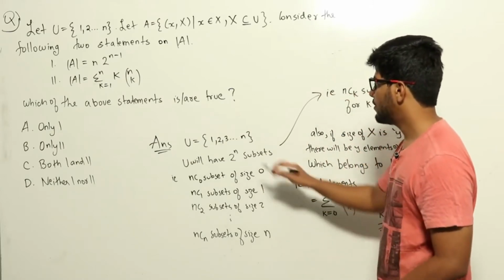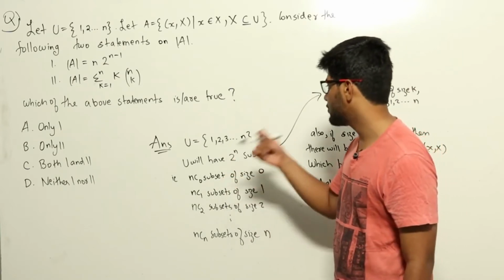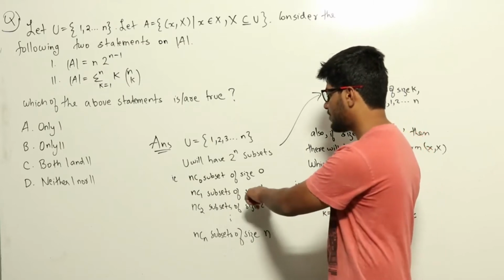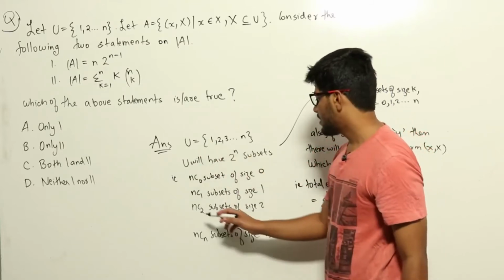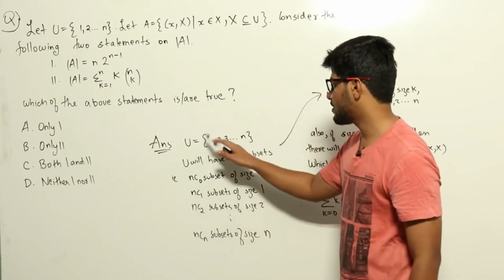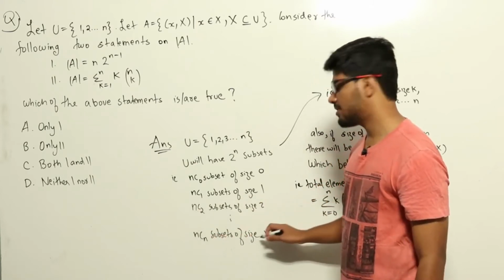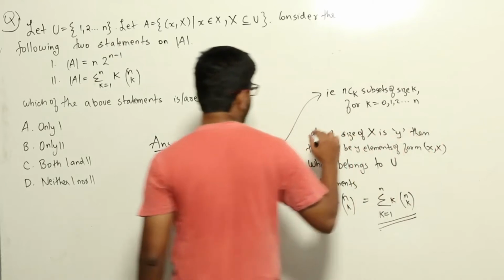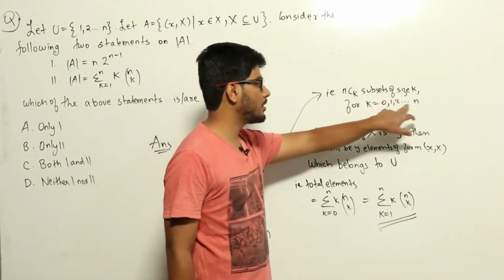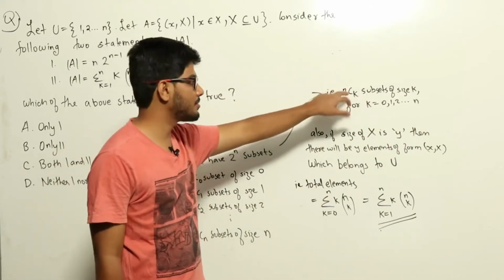Okay. Now there will be nC0 subsets of size 0, that is the number of ways of choosing 0 elements from U. nC1 subsets of size 1, that is the number of ways of choosing 1 element from this set. nC2 subsets of size 2, that is the number of ways of selecting 2 elements from U, meaning there will be nC2 subsets of size 2 etc. There will be nCn subsets of size n, which means that there will be nCk subsets of size k for k ranging from 0, 1, 2 etc. up to n. We are just writing the size of subsets and how many subsets there will be of that size.